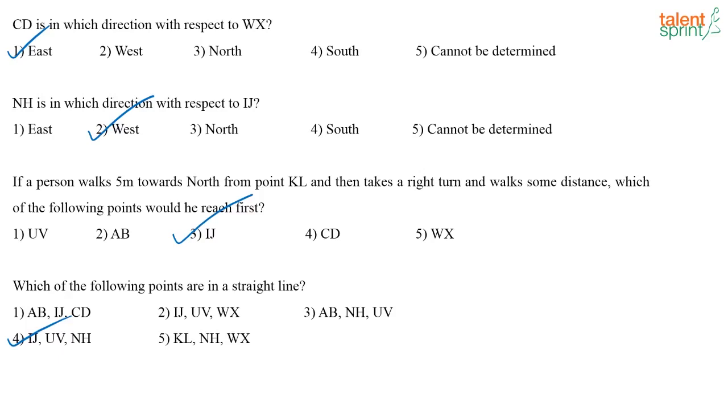Somebody says it's option 5. How can it be option 5? They have given KL, NH and WX. KL and NH are in the same line, but WX is not in the same line. So this is not the correct option. I hope it is clear.